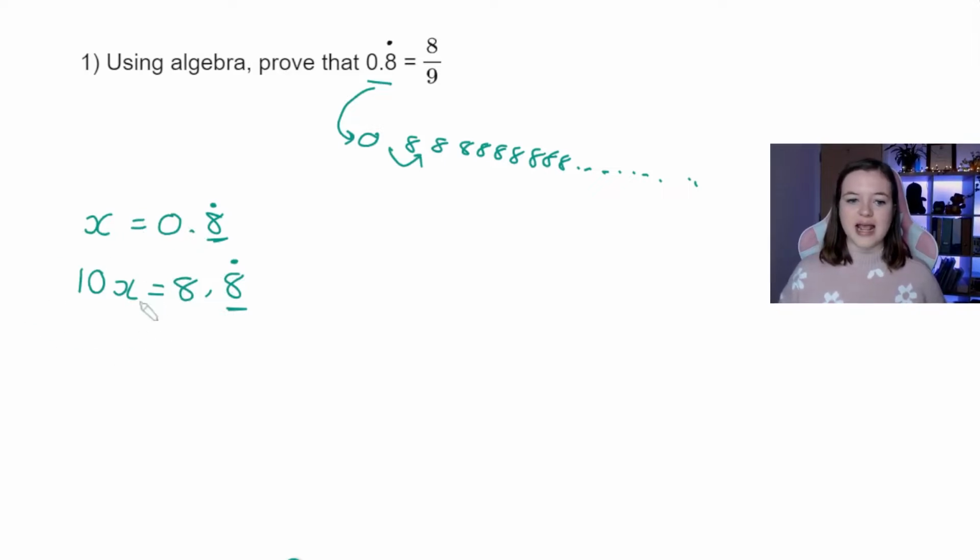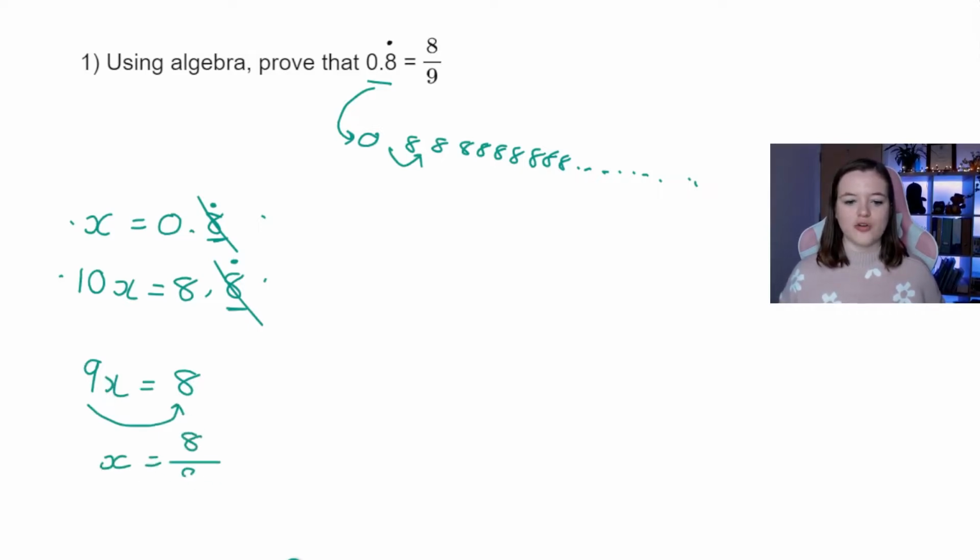So you do 10x take away 1x to get 9x. You do 8.8 recurring take away 0.8 recurring, which is just 8, because these 0.8s are going to cancel themselves out. And then all you do is get x on its own: you divide through by 9, so then you get x is equal to 8 over 9.